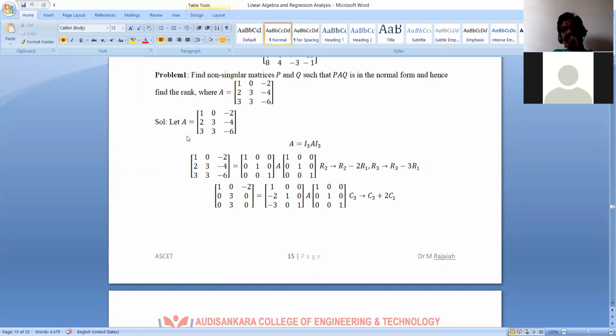So for example, let A equal 1, 0, minus 2, 2, 3, minus 4, 3, 3, minus 6. Now this can be written as A equals I3 into A into I3. That is 1, 0, minus 2, 2, 3, minus 4, 3, 3, minus 6 equals 1, 0, 0, 0, 1, 0, 0, 0, 1 into A into 1, 0, 0, 0, 1, 0, 0, 0, 1. Now we want to reduce this.